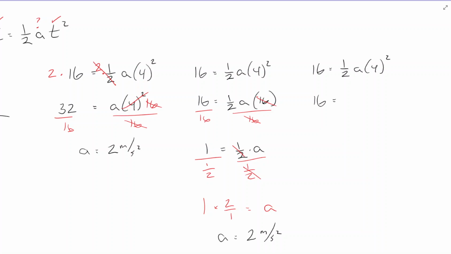Sure. Well, 16 is equal to 1/2 times, let's just rearrange it. 4 squared, again, is 16. So it'd be 1/2 times 16 times a. I can multiply in any order. And 1/2 times 16 is just 8. So now I have 8 times a, just by multiplying all the constant numbers that are multiplied by a. And to solve for a, I would just divide by 8 on both sides. That cancels. And 16 over 8, again, we have a is 2 meters per second squared.